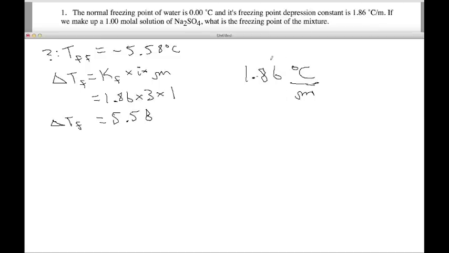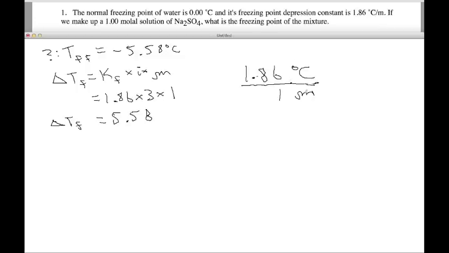So again, say in words, what does this tell us? For every 1 molal solution of sodium sulfate, the freezing point is going to decrease by 1.86 degrees. Okay, yes. Now, let's clarify that a little.